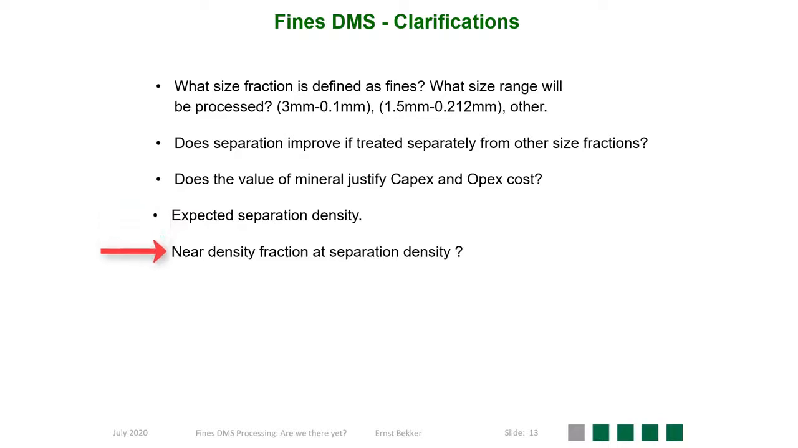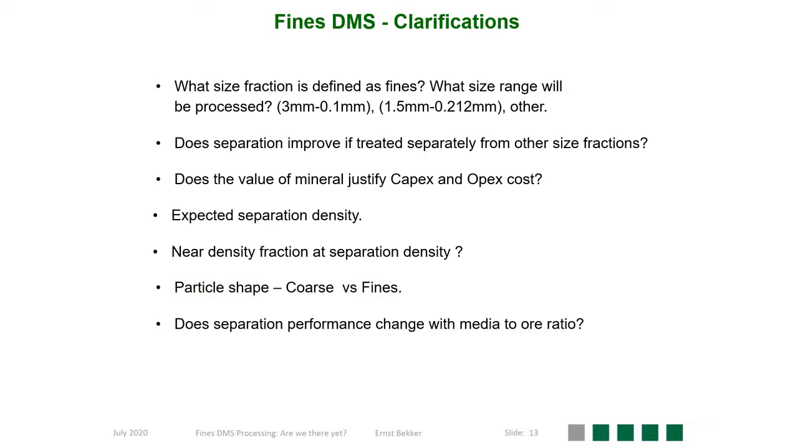What is the expected separation density that one is looking at? The amount of near density material around the separation density, how much is that value? Is there a difference in the particle shape between the coarse and the fines material? Information that we as suppliers need to know. Does the separation change if the media to ore ratio changes? If you have that information, make the suppliers aware of that, because that is of utmost importance.